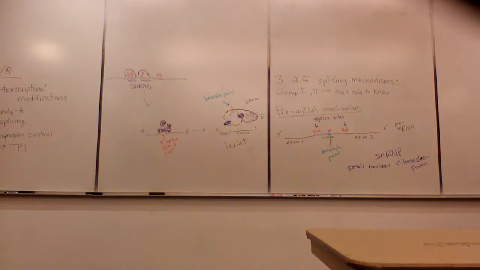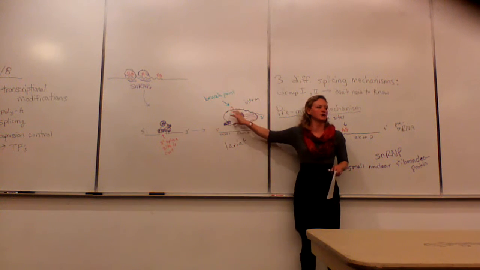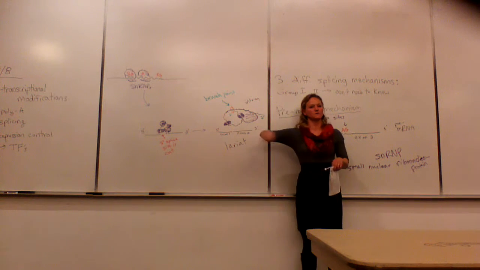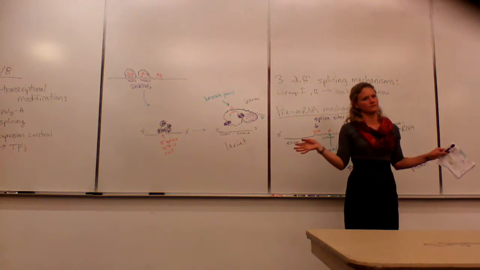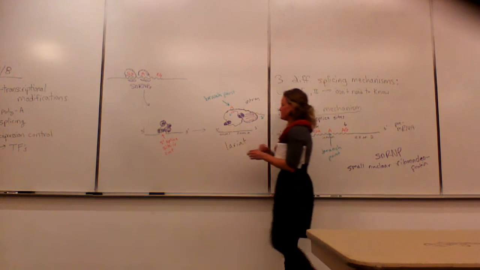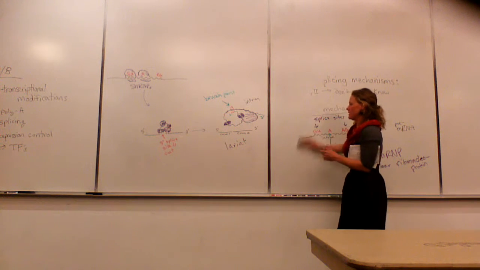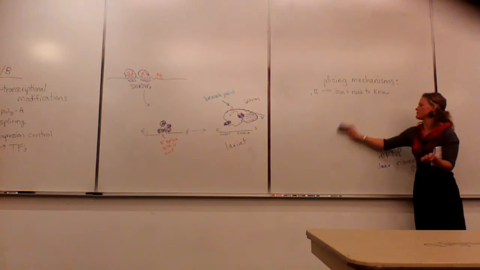I think the book is trying to get you to think about the function of each individual snurp, but they are working together as a complex. What I'm trying to show here is that they're all still stuck on this lariat when it comes up off the transcript. The intron will be degraded, and the snurps disassociate and fall away. So what ends up happening is we have just the exons together, and the intron and the snurps will move away from that area.